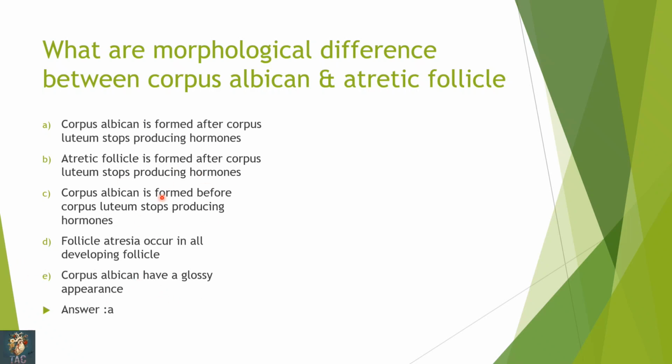Please remember, first of all, the important point that follicular atresia does not occur in all of the developing follicles. Some of the follicles are recruited and continue to grow and become the Graafian follicle. The second important point is that when the corpus luteum is formed after ovulation, it will secrete the hormone progesterone. When the corpus luteum stops producing the hormone, it will become the corpus albicans. So this is the correct option.